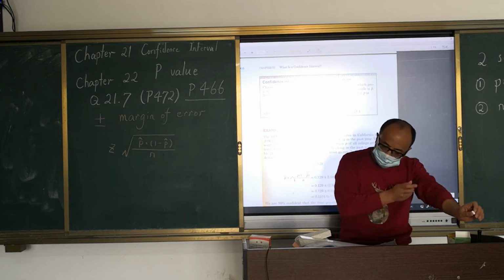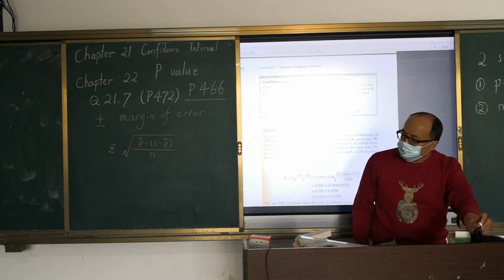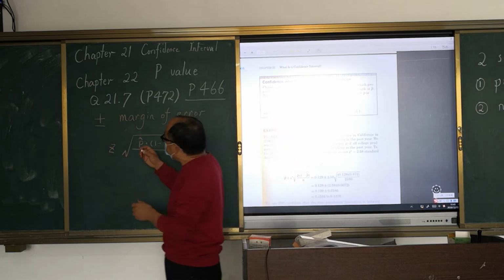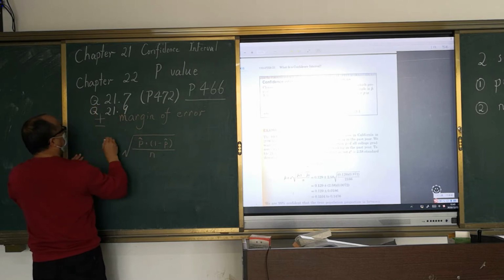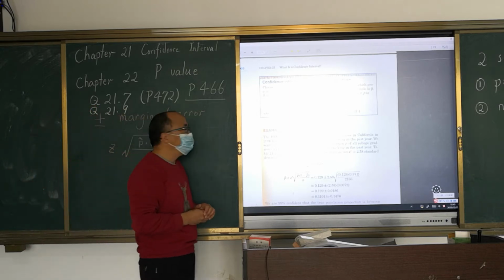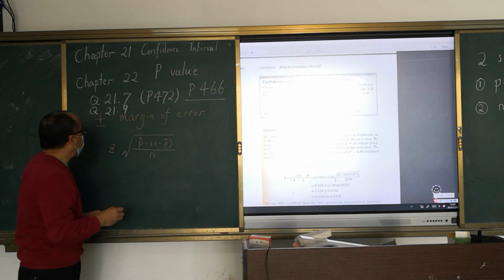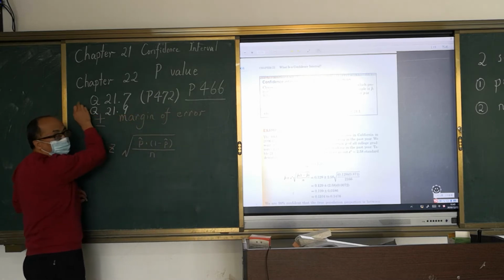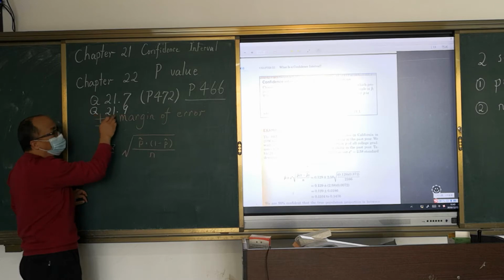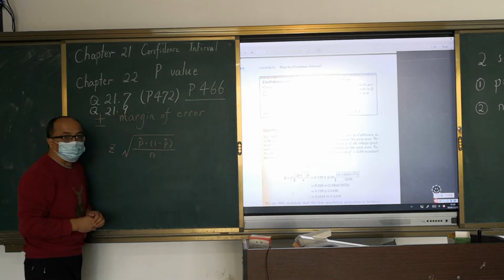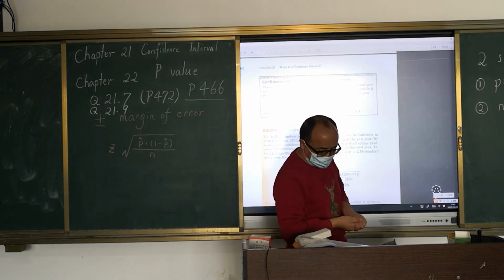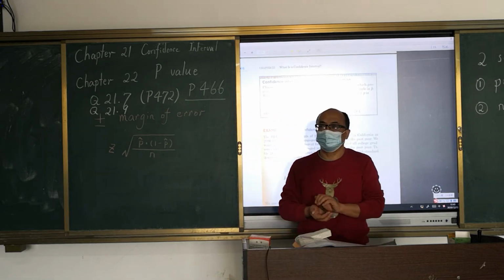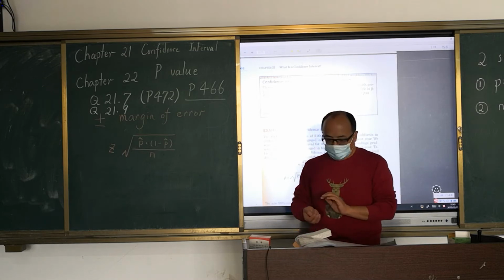And 21.9 is related. For online students, can you do 21.7 and 21.9? The answer is provided at the back of the book. But do you know how to get the answer?